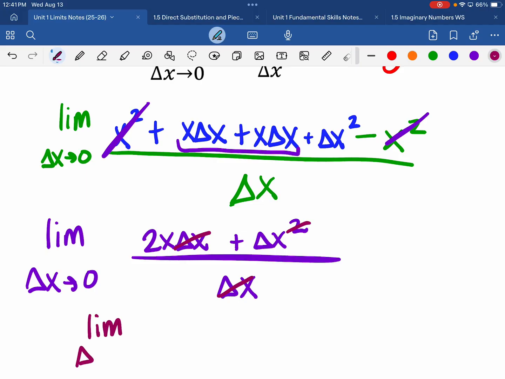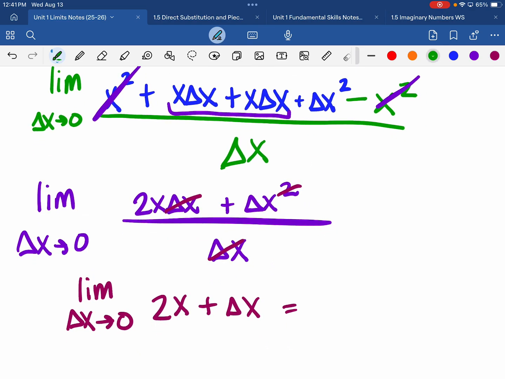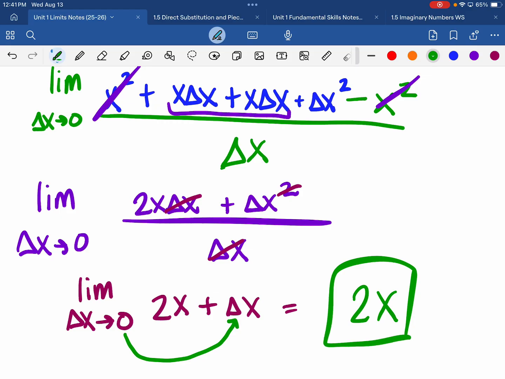So I'm going to rewrite it just so you can see. So I have 2x plus delta x. And now we're ready to direct substitute. And we are plugging 0 into the delta x spot. Nothing can get plugged into the x spot because we don't know what x is. All we know is that delta x is turning into 0. It would just be 2x plus 0. So your answer is going to be 2x.